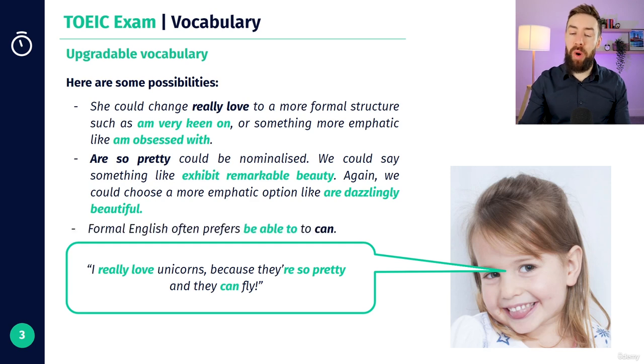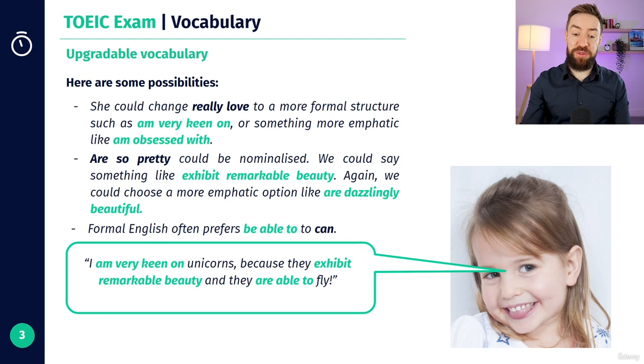And then can, quite often in formal English, will say be able to, rather than can. Can is maybe more towards the informal. It's not very, very informal, but if we want to be more formal and talk in a more business English way, more of an exam way, we might use are able to or is able to. So those are some possibilities, and here's how it would look. So, I'm very keen on unicorns because they exhibit remarkable beauty and they are able to fly.